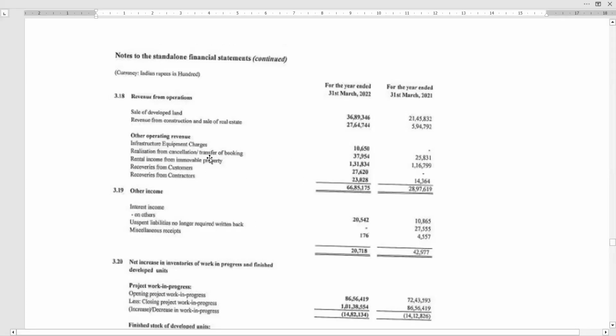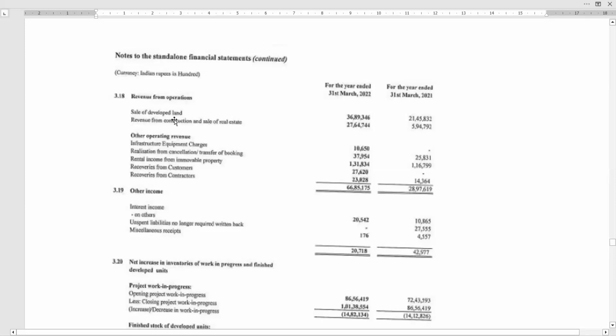Next, realization from cancellation of transfer of bookings. If someone cancels the booking, then we know, even as per RERA, up to 2% of the property sale value can be collected as cancellation charges. Those charges are taken so much during the year. Rental income from immovable property. So they have rented out some property from which they are generating rental income.